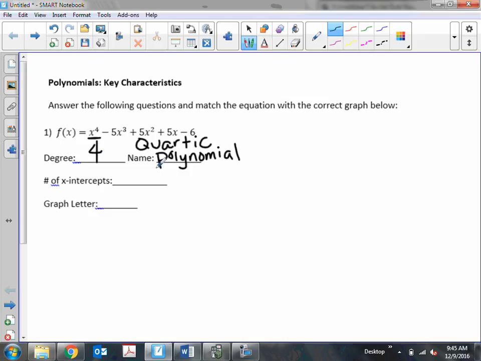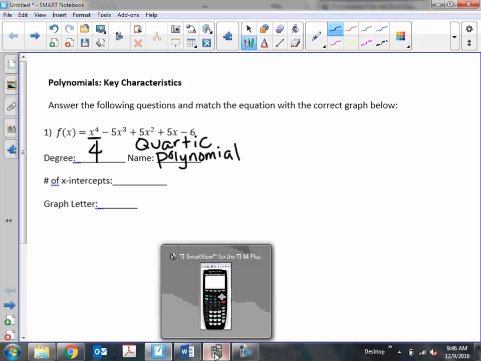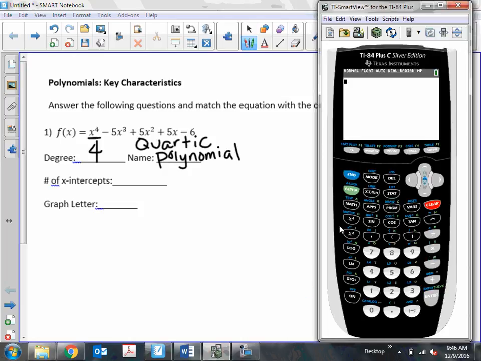Now we need to go ahead and graph it in order to identify the number of x-intercepts it has and also to match it to a graph on this worksheet. So we're going to go ahead and grab our calculator out, and you're going to go to y equals, and you are going to enter in this equation right here.